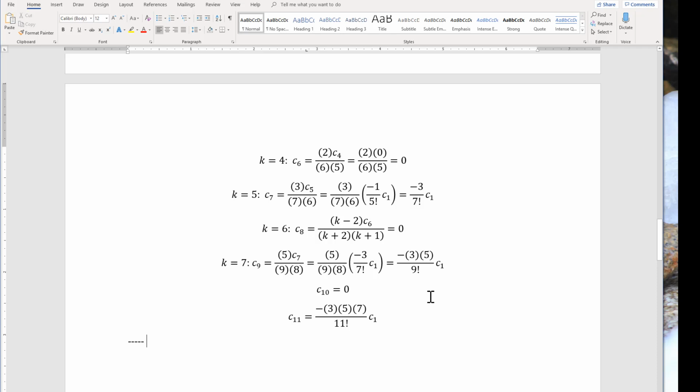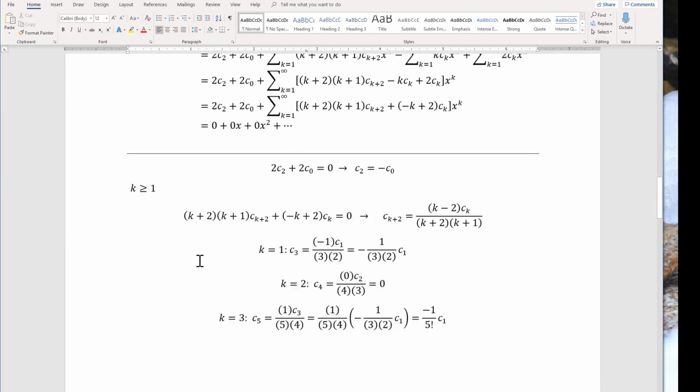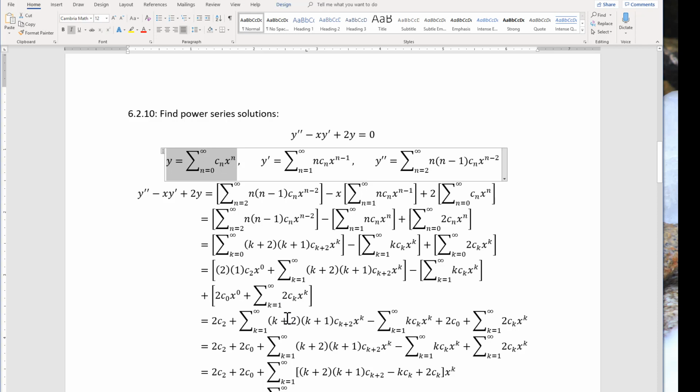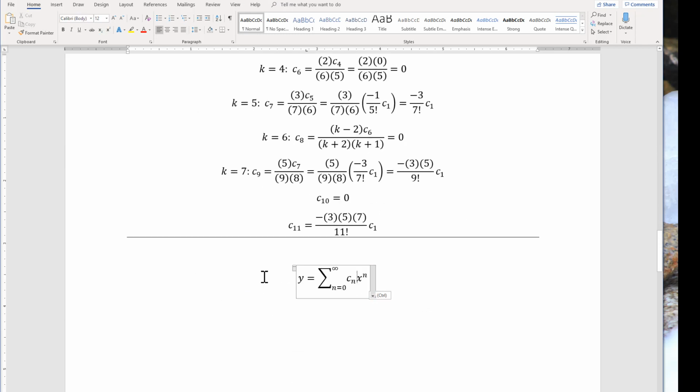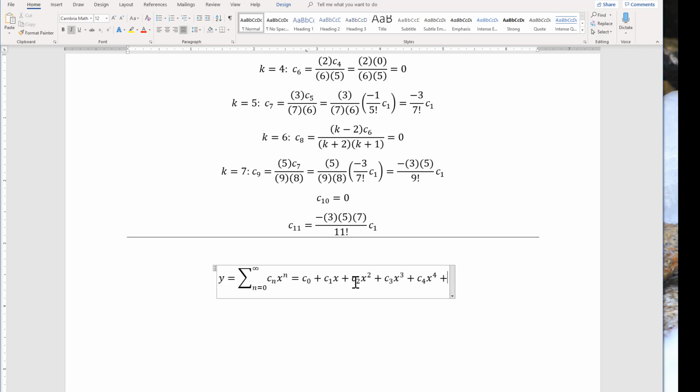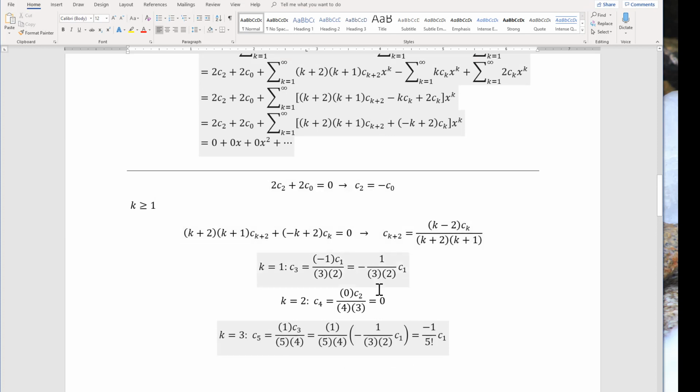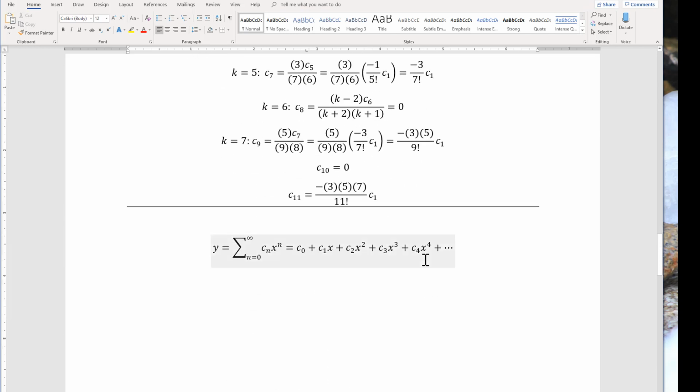Now let's see if we can put it together in our series. Now remember, our series should equal this. What's that equal to? That's equal to C sub 0 plus C sub 1 times x plus C sub 2 times x squared plus C sub 3 times x cubed plus C sub 4 times x to the 4th, and so on. We get the picture. So what do we have? We have C sub 0. Well, that's just C sub 0 by itself.